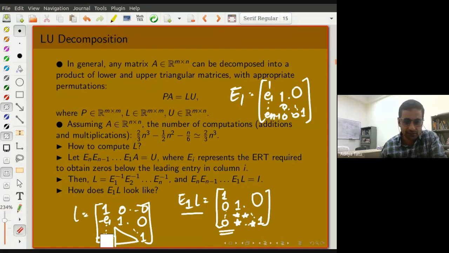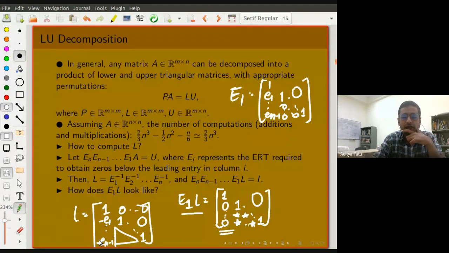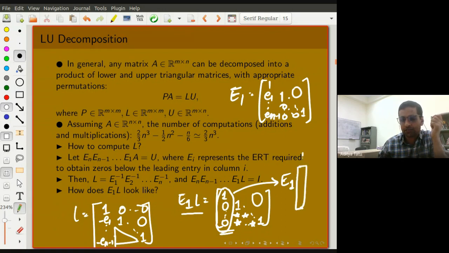Okay, just write this, En minus 1 and minus. Think about it. Can the first column be anything apart from this? See, the first column of E1 into L, what is that equal to? This has to be equal to E1 into the first column of L. Let's call it L1. This should be equal to 1 followed by all zeros. So now I think it is easy to solve.